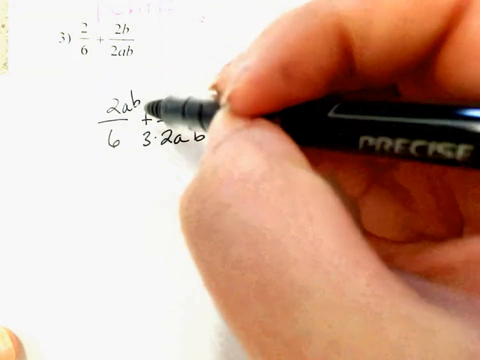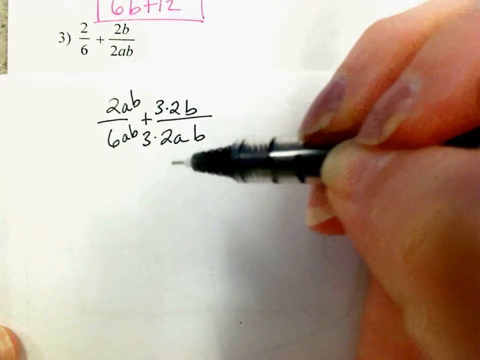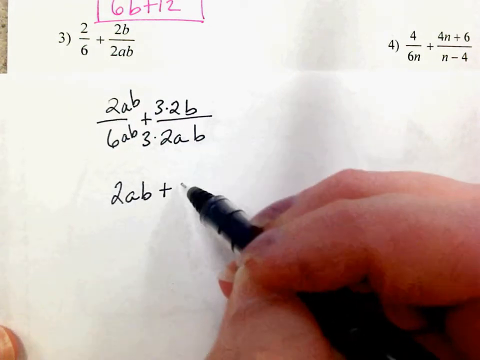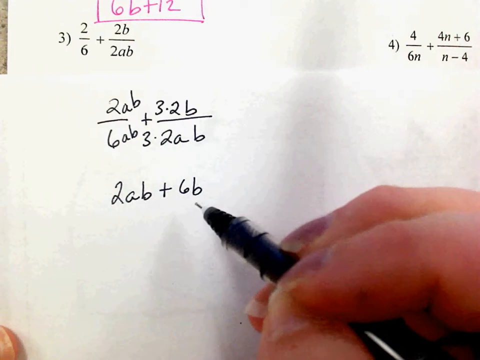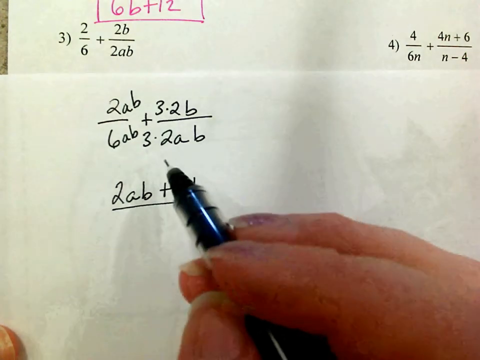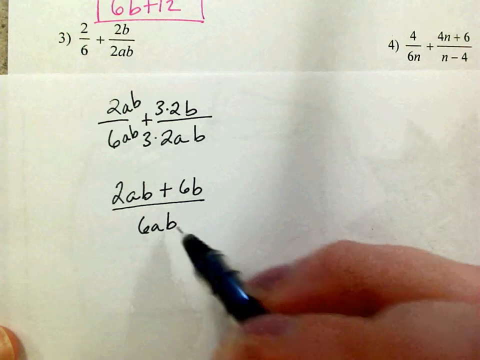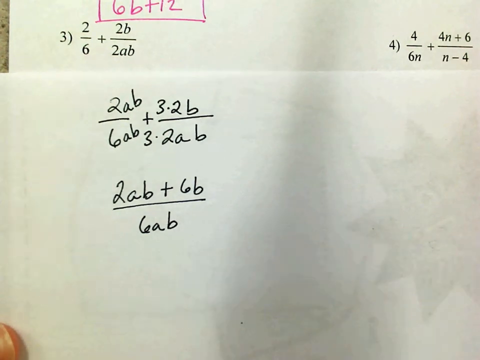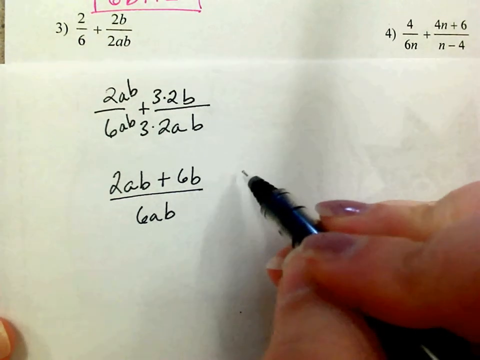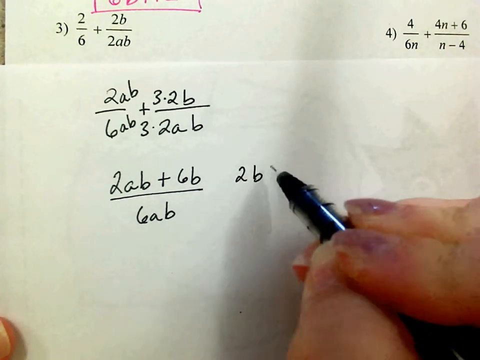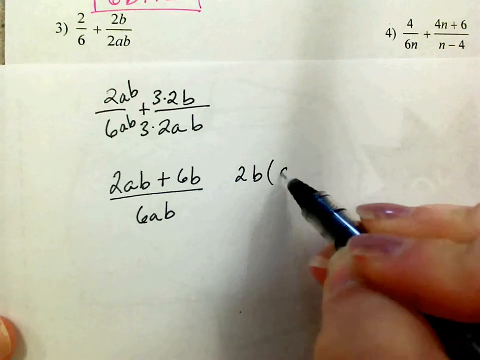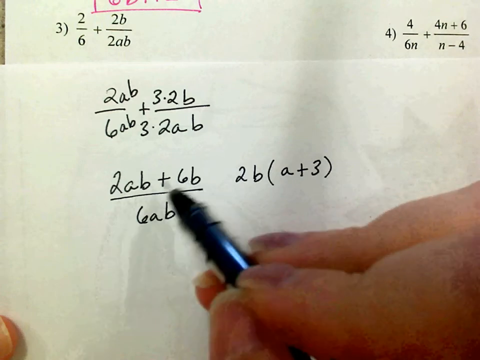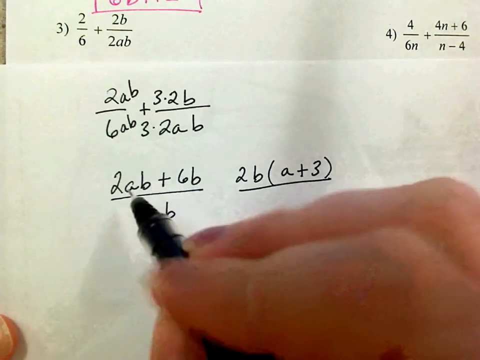So here's what I've got in the numerator. 2ab plus 6b over what? 6ab. Now, is there anything I can factor out of the numerator? A 2? You're right. And a b. What am I left with? A plus 3. We're factoring out the numerator. A 2 is in common and a b is in common, right? So if I factor out 2 and b, I'm left with a plus 3 over 6ab.